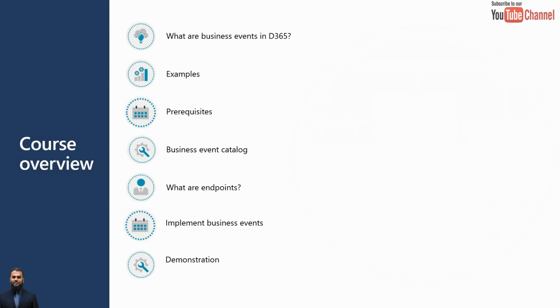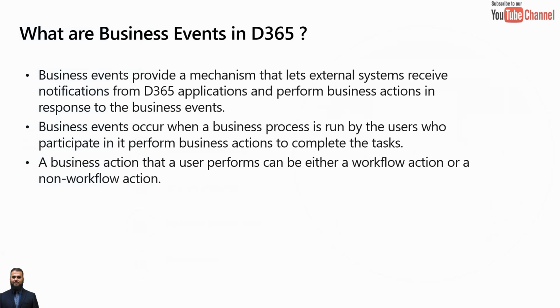So first we need to define what business events are. Business events are actions which are performed inside D365. Actions can be, for example, posting of journals, posting of various documents available, and we can give examples in the next slide. First of all, we just need to understand what business events are and why they are needed.